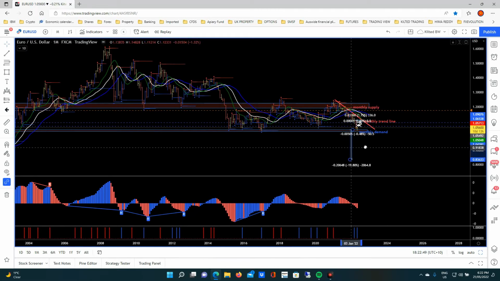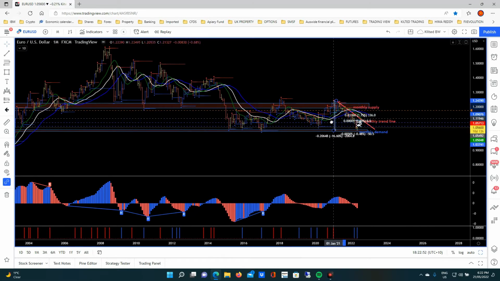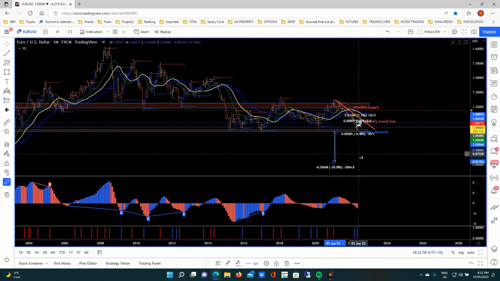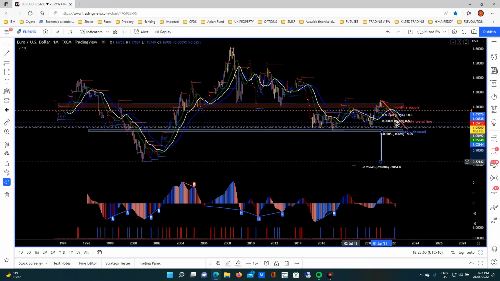Now, how does that play out? I've drawn the lines here. You've got basically from here, this is the level, right? It's going to go here. And where does that take us? That proofs right into this level here, which is the all-time lows. So that can happen, guys.